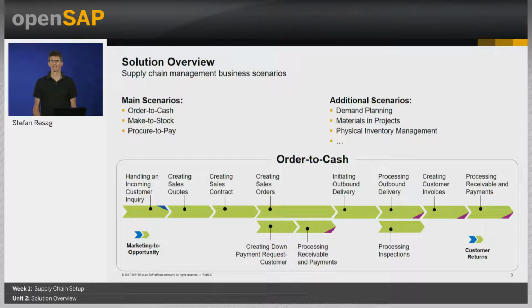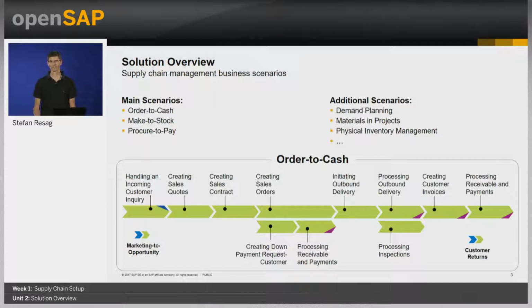You can see that some of the steps are marked with a purple triangle, like processing receivables and payments, processing outbound deliveries, or creating customer invoices. This means that these steps have relevance to finance and will lead to the corresponding accounting documents. You can also see that other business scenarios like customer returns or marketing to opportunity are linked to the order to cash process. The customer returns scenario, for example, starts with returning goods based on an outbound delivery that was created in the order to cash process.